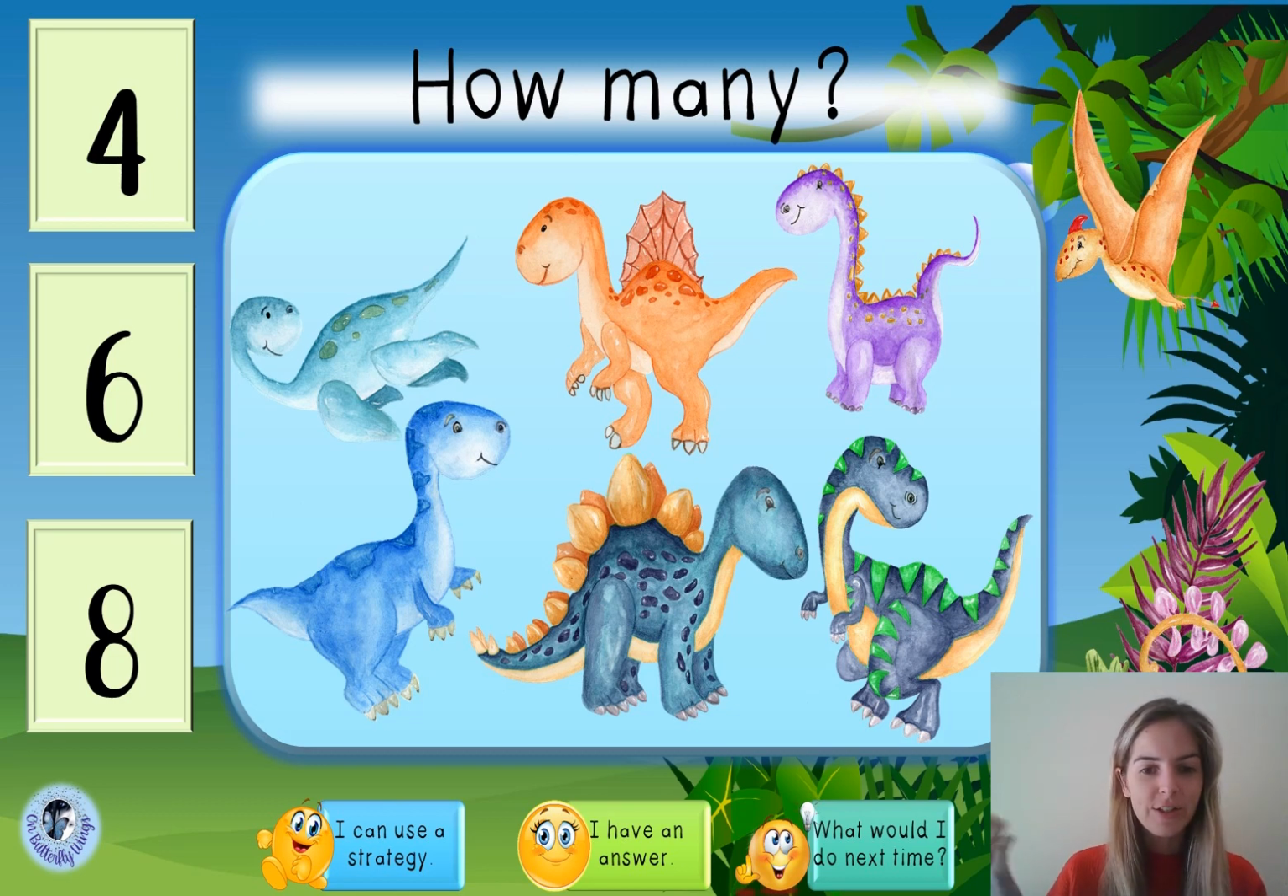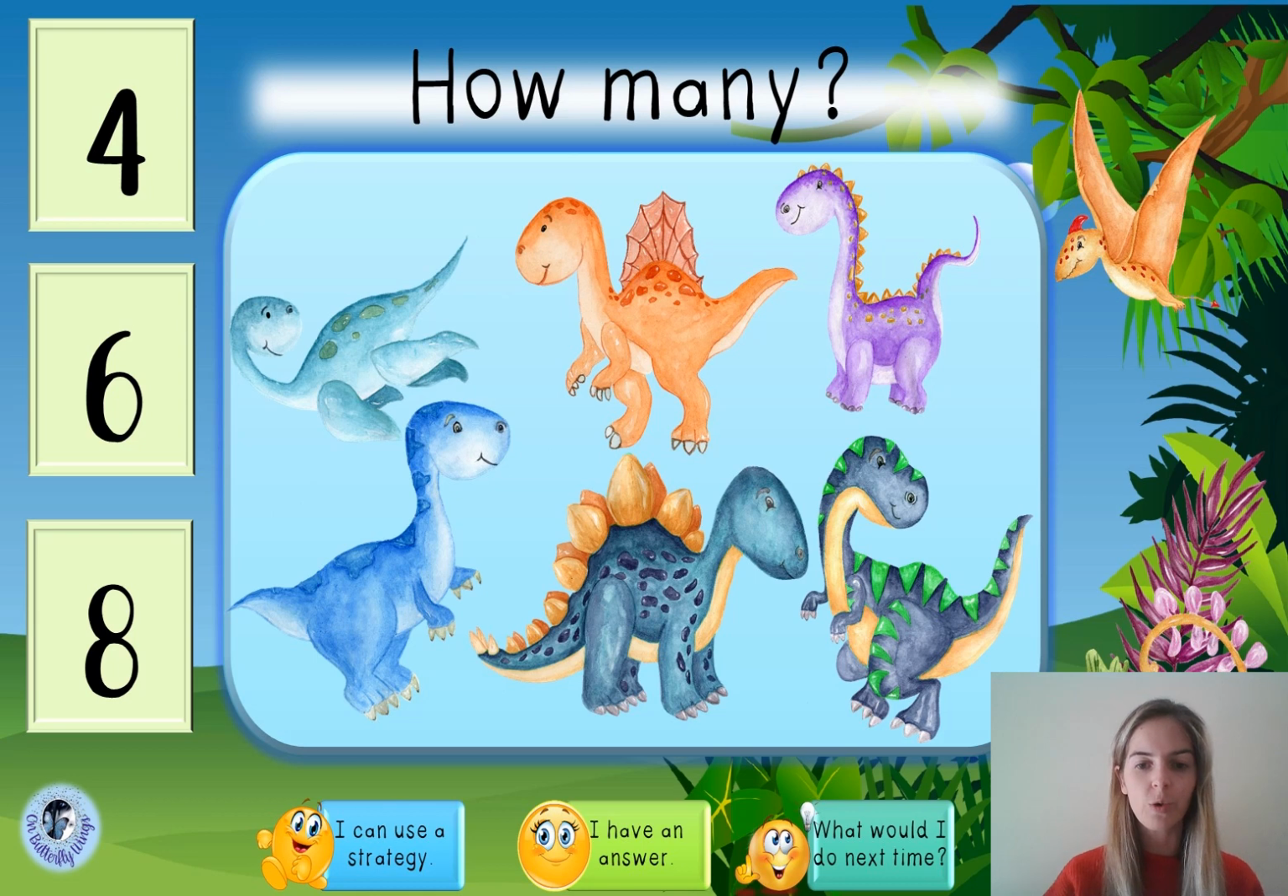How many? So pause the video and then you can count how many and then come back and we will do it together. And you might use different strategies to count. You might not just count by ones, you could count by twos and go 2, 4, 6, 8, 10. So we can always use different strategies. It's whatever works best for you. Okay, so we're choosing from 4, 6, and 8.